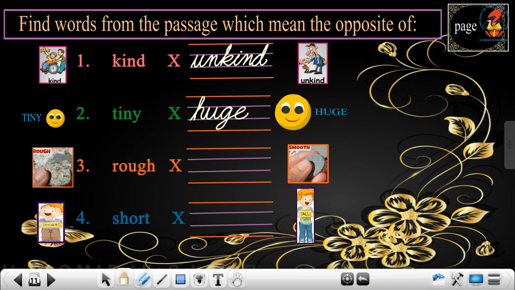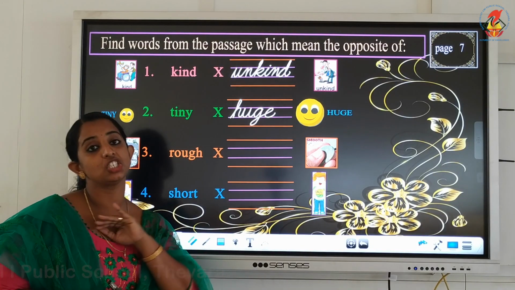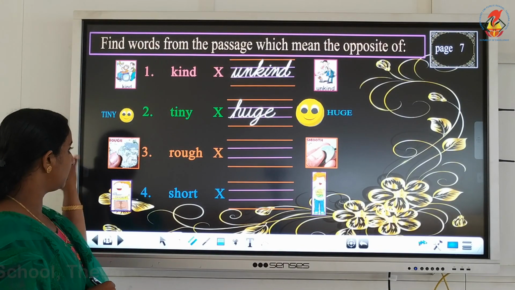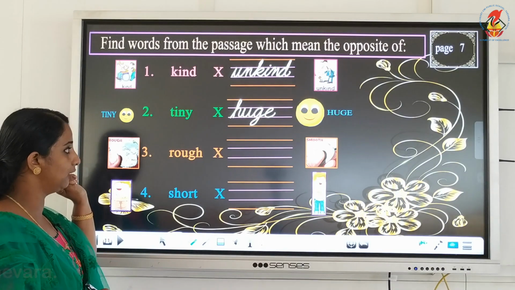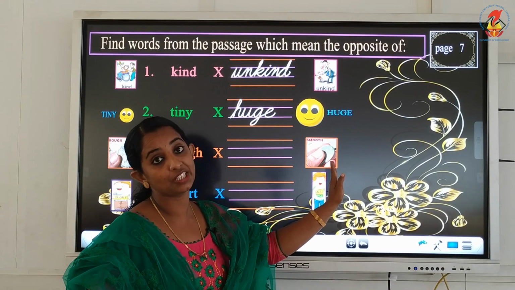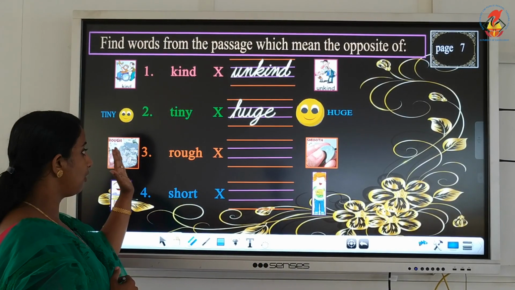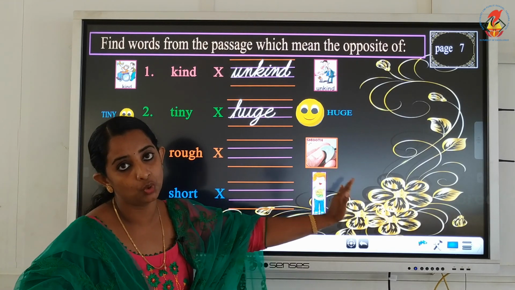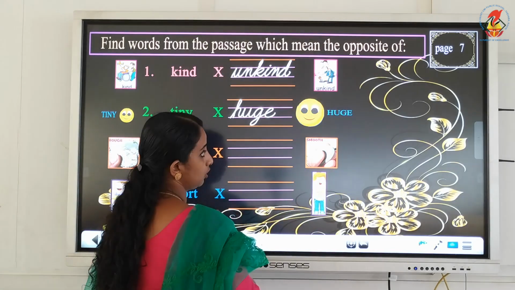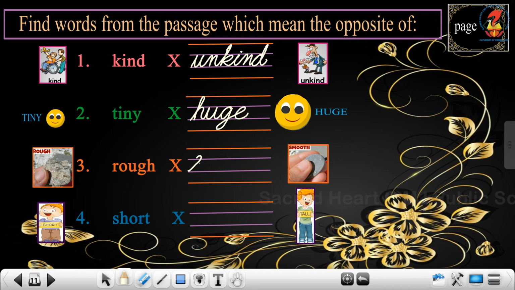Your third question is rough. R-O-U-G-H, rough. You can see a finger touching a rough object over here. And what is the opposite here? You can see a finger touching a very smooth object. Okay, so the opposite of rough is smooth. Repeat after me, smooth. Now spell it. S-M-O-O-T-H, smooth. Do not forget to put the cross for T.